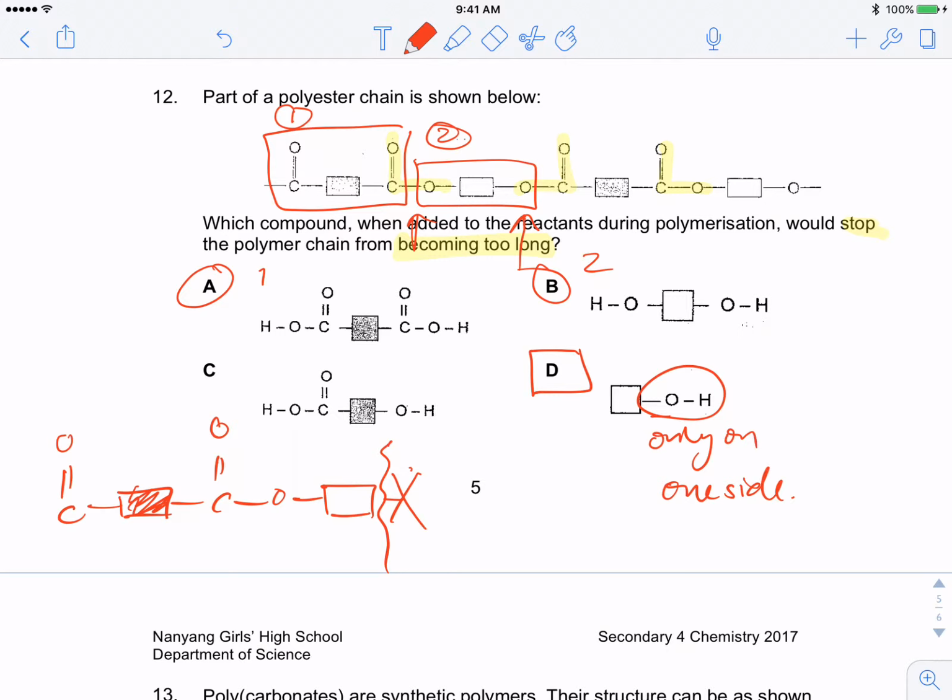Why does C not work? Because C can just form a polymer by itself as well. Note that this is the first type of form, where we have an acid on one side and the hydroxyl group on the other side. It can polymerize by itself. It can also add into this reaction, because the acid part can react with the hydroxyl part and the hydroxyl part can react with the acid part.